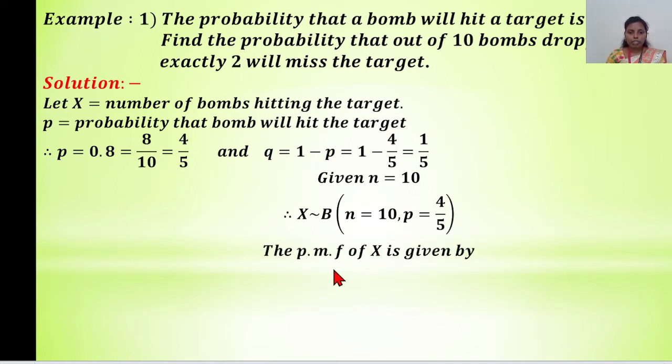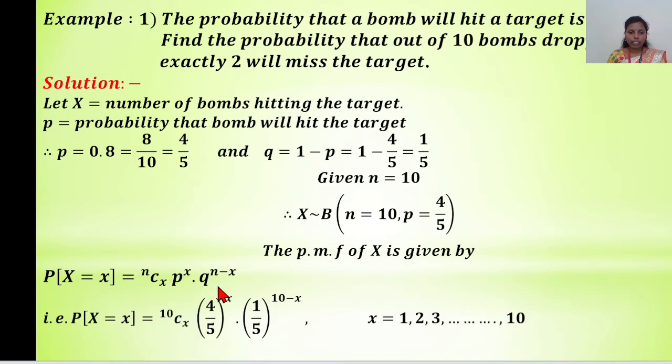Therefore the PMF, that is probability mass function of X, is given by P of X equal to x, which is equal to the binomial distribution formula nCx p raised to x into q raised to n minus x. Here we put the values of n, p and q. n is 10, p is 4 by 5 and q is 1 by 5. Then the term is 10Cx into 4 upon 5 raised to x into 1 upon 5 raised to 10 minus x, where x is equal to 0, 1, 2, 3 and so on up to 10.